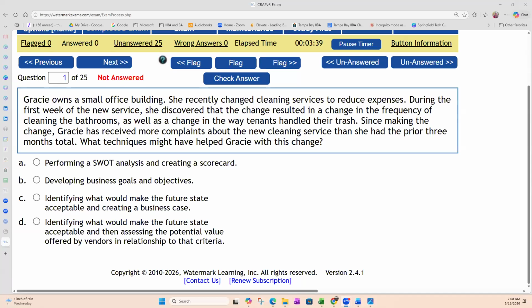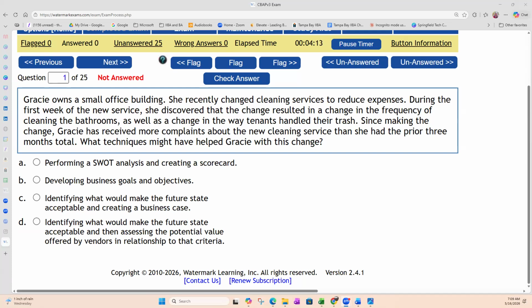Anyone would like to discuss? But I don't think it's A or B. I will go with C or D. I believe that D for Denmark is the one that gets the better answer. Identifying the future state, avoiding the complaints, and then assessing the value offered by vendors in order to reduce the expenses.